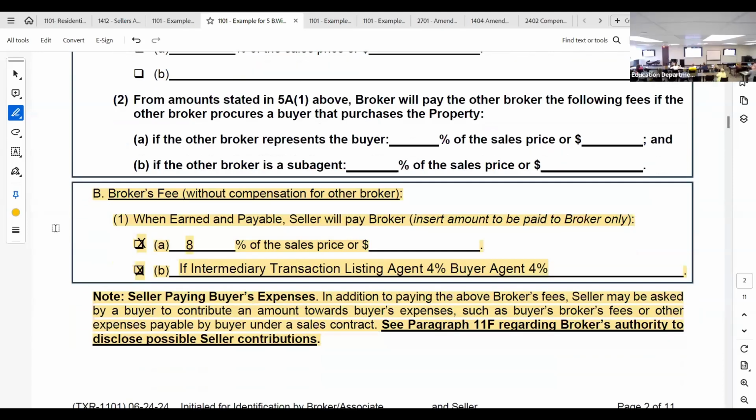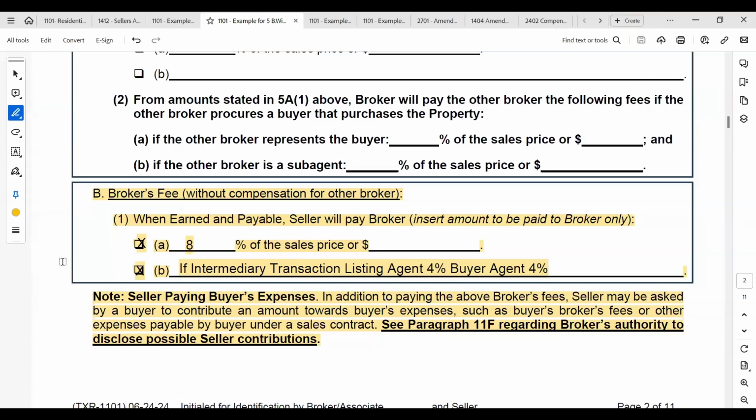When I speak with the seller, I tell them I'm going to charge you 8% commission, but if an unrepresented buyer comes my way, I'm going to charge you 6.5% instead. How do I specify that on the listing? If we're talking about B, where your seller hasn't agreed to any compensation with the other broker, you would put that notation in B1B: if buyer is unrepresented, broker compensation will be a certain amount. Can it be different than 5B1A, than the 8%? Yes, that's why you're identifying it. Okay, thank you.